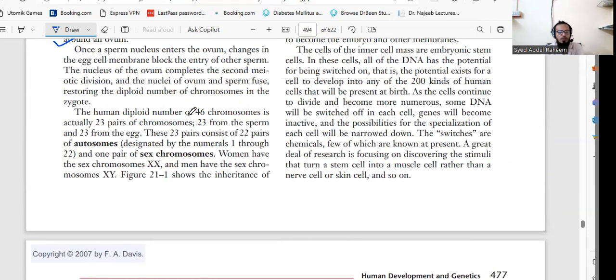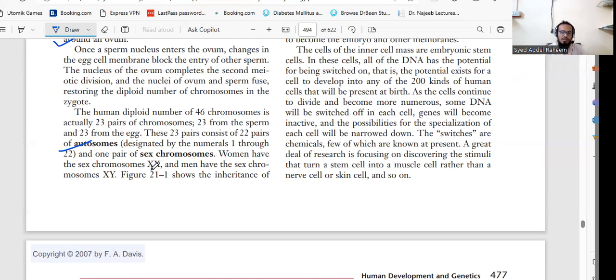The human diploid number of 46 chromosomes is actually 23 pairs of chromosomes, 23 from sperm and 23 from the ovum. These pairs consist of 22 pairs of autosomes, designated by the numerals 1 through 22, and one pair of sex chromosomes. The 22 are the actual autosomes, and one is the sex chromosome, which decides whether it will be female or male. So when XX meet, we have female, and when XY meet, we have male.